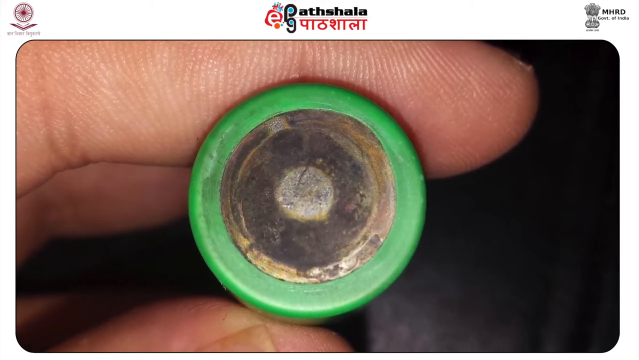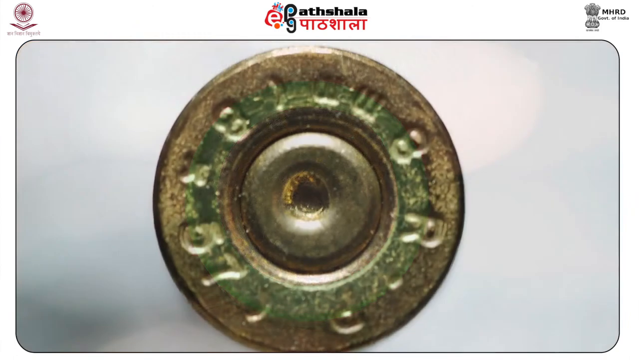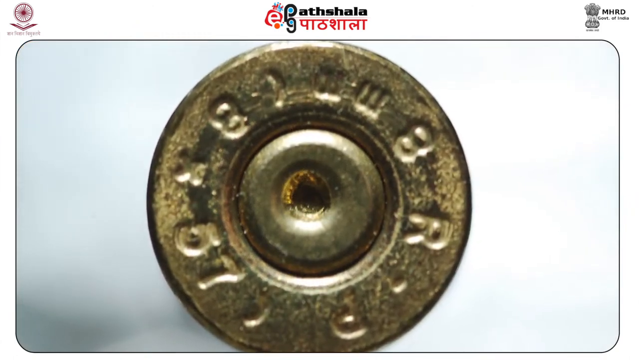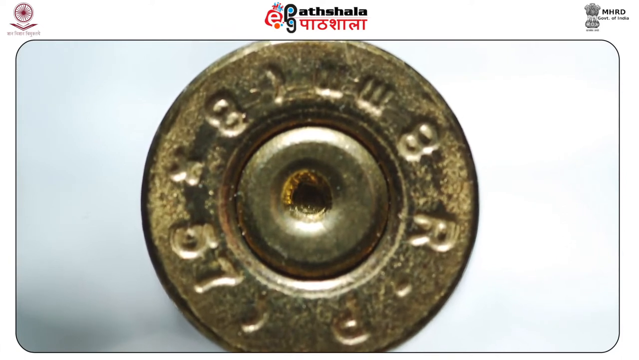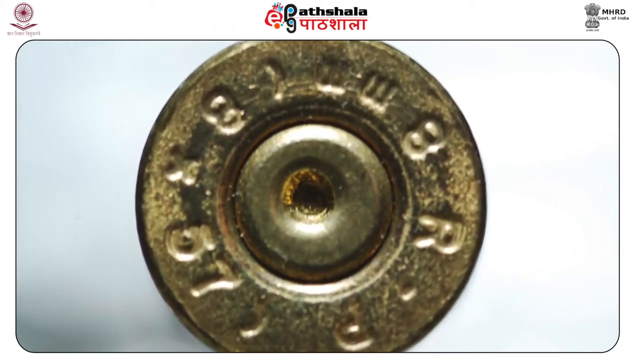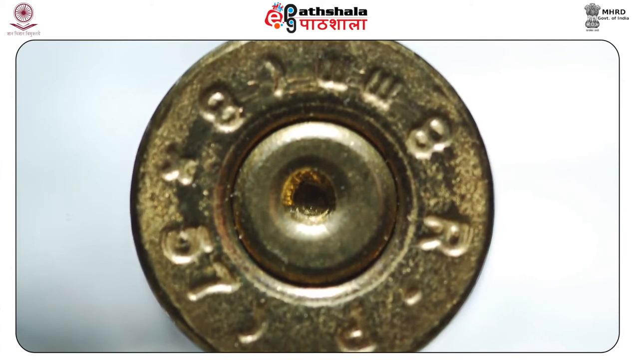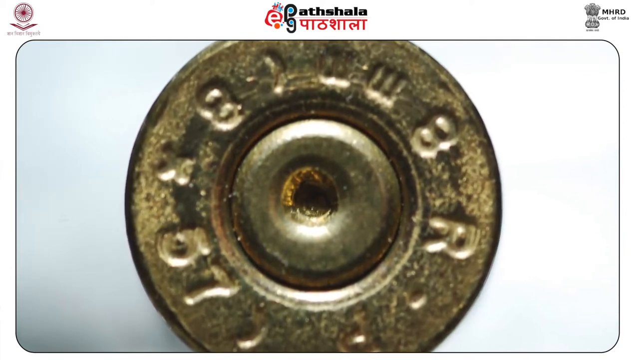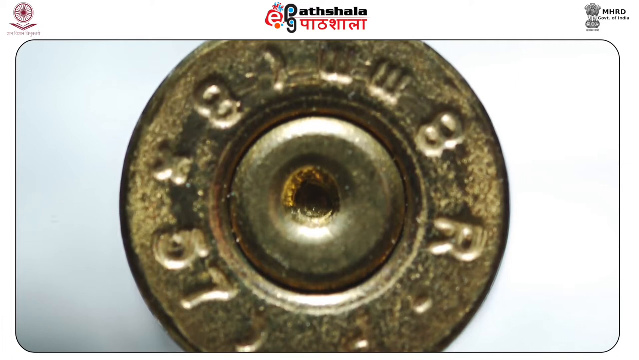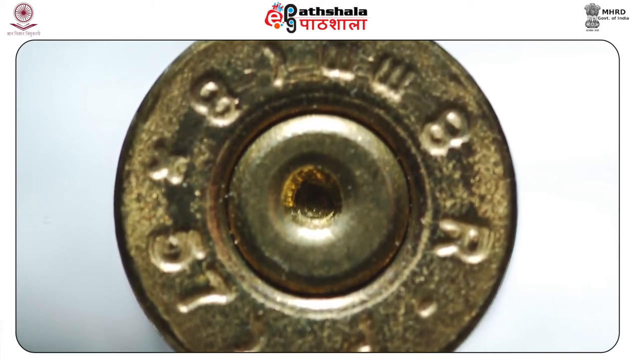These are called firing pin marks. Because the firing pin strikes the primer cap with force, there will be marks of the firing pin on its surface. These marks are due to imperfections, finishing marks, etc. That is different for different firearms and is rarely, if ever, duplicated.